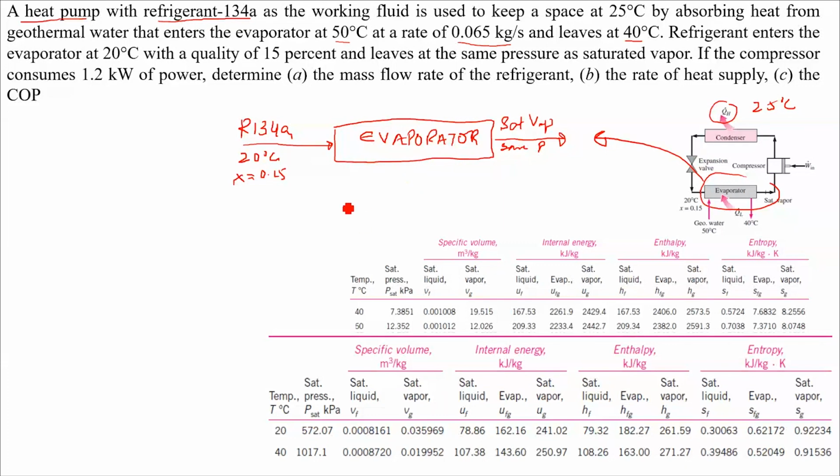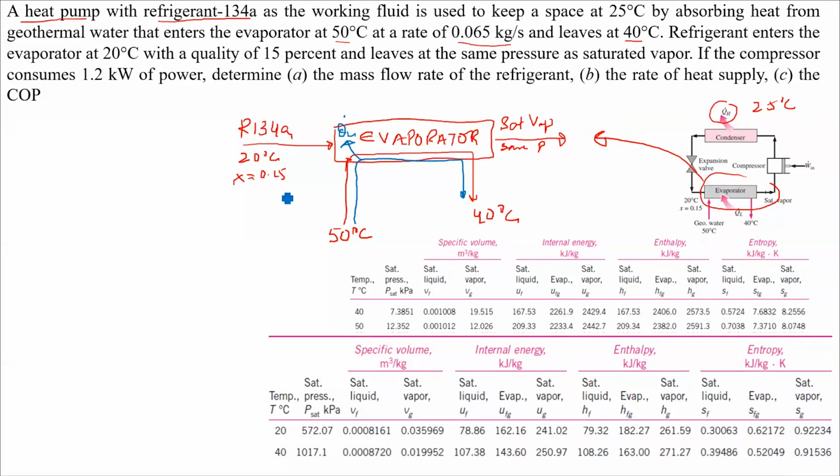Now what is happening is that you have water flowing into the system at 50 degrees centigrade, and as it comes out of the evaporator, it is at 40 degrees centigrade. Essentially, this water channel moving in and out of the system is giving QL, or Q dot L, to your refrigerant. This is what is actually taking place.